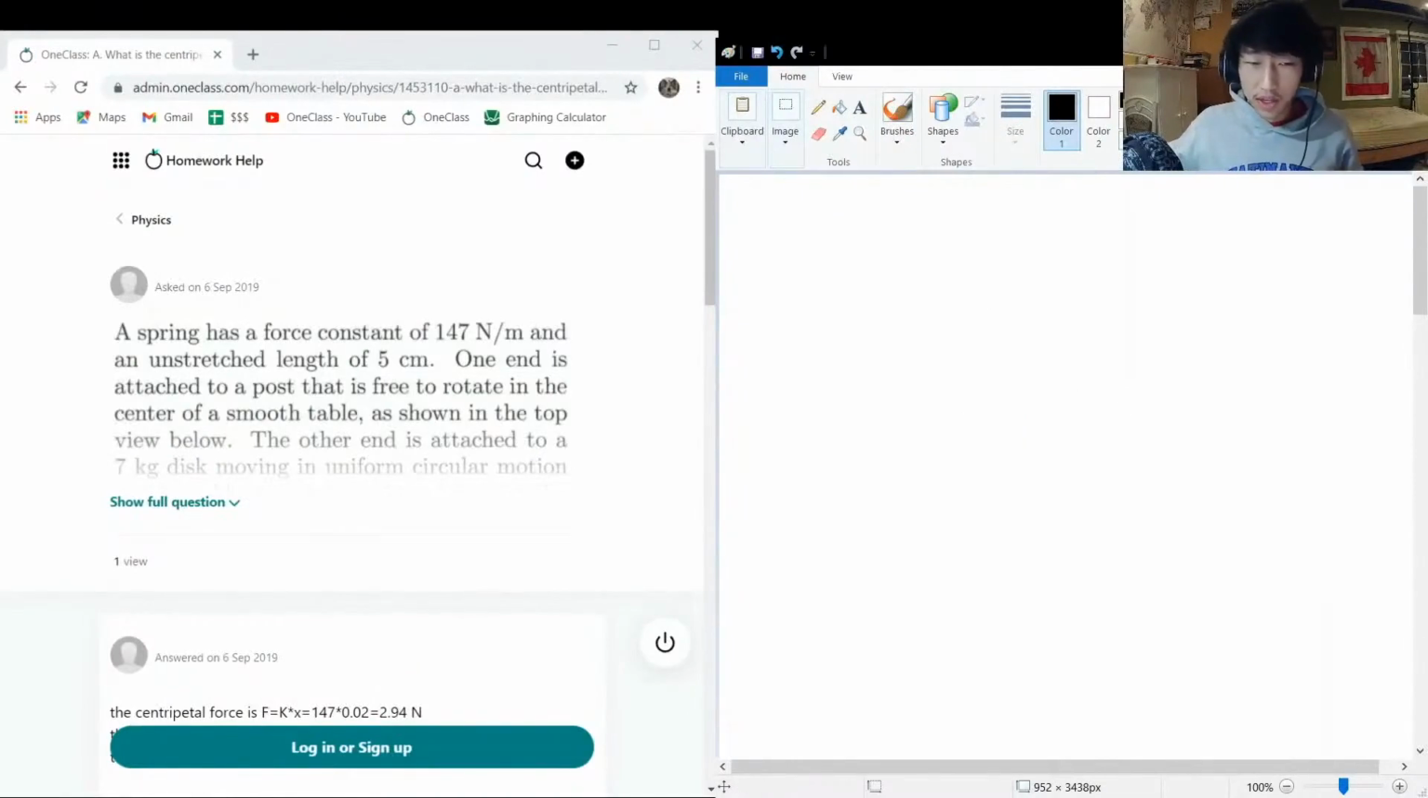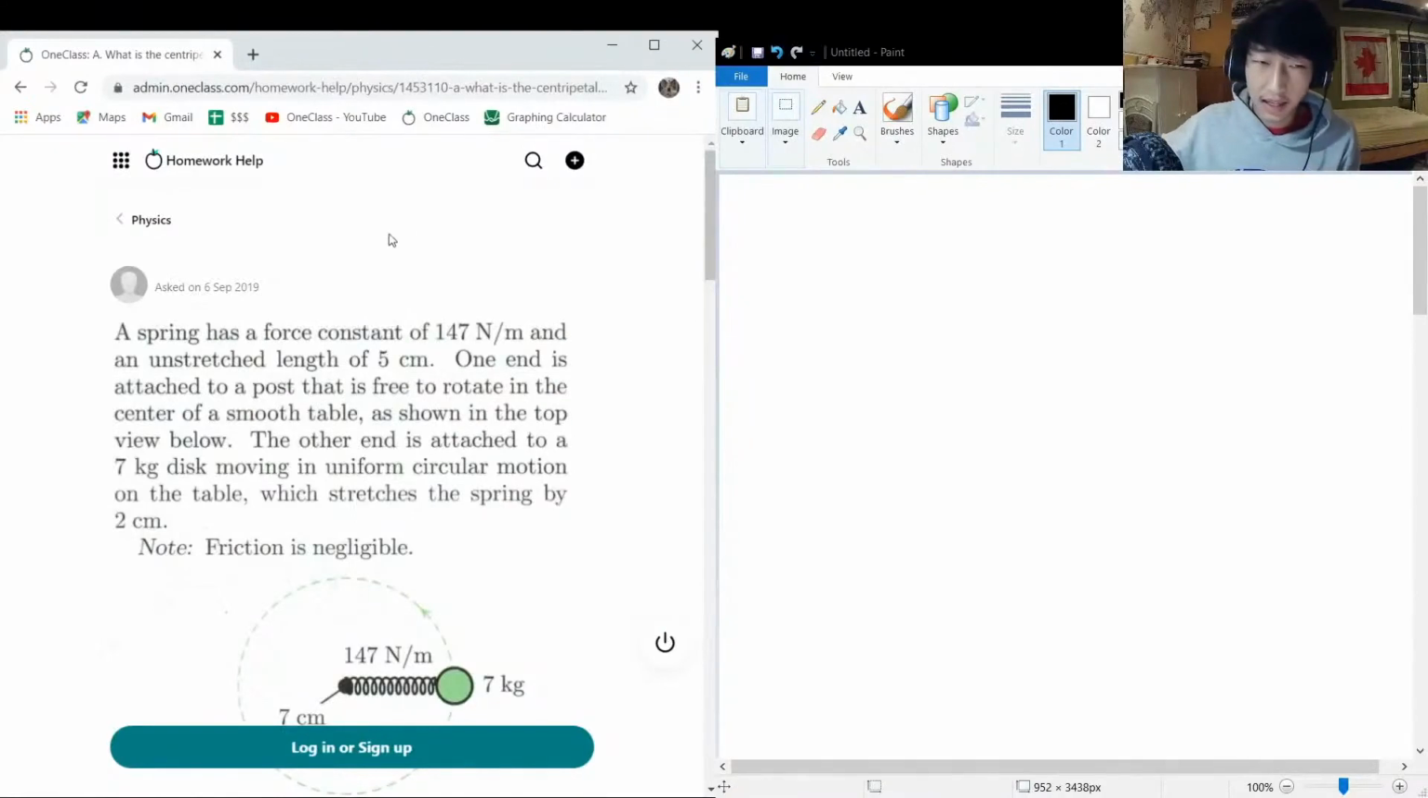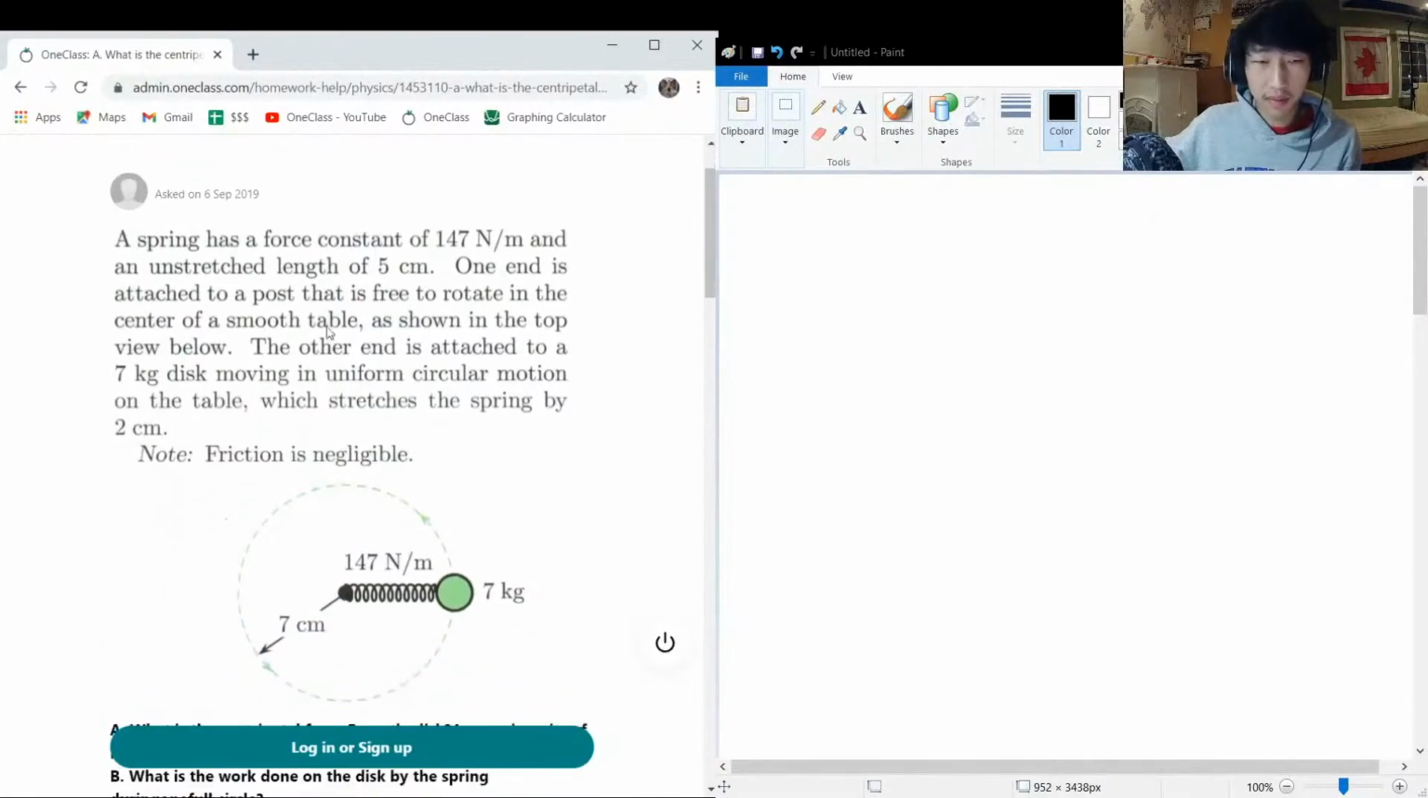Okay, so the next question that we got on the menu today is asking us: a spring has a force constant of 147 newtons per meter and an unstretched length of 5 centimeters. One end of the spring, I'm guessing, is attached to a post that is free to rotate in the center of a smooth table, as shown in the top view diagram. The other end of the spring is attached to a 7-kilogram disc moving in a uniform circular motion on the table, and it stretches the spring by 2 centimeters.